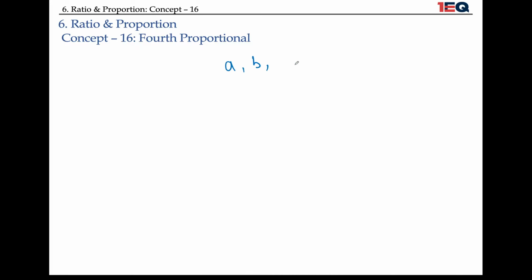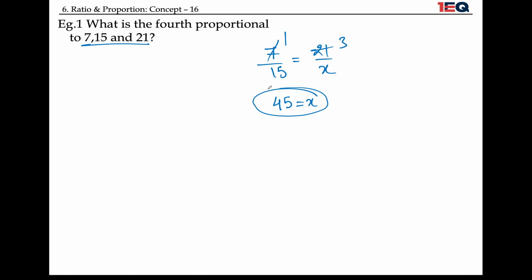There are numbers in a is to b is to c is to d, and all of them would follow this line: a by b is equal to c by d. What is the fourth proportion of 7, 15, and 21? So this means 7, 15, 21, and x. I need to find out the value of x. 7 ones are 7, 7 threes are 21, 3 into 15 is 45. So the value of x is nothing but 45. Again, we are good to go.